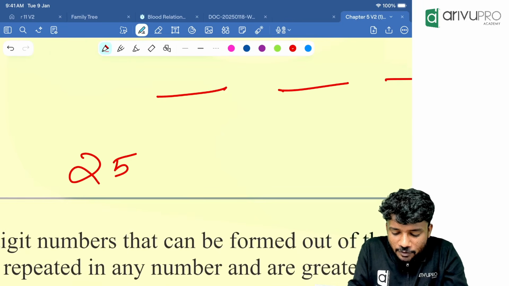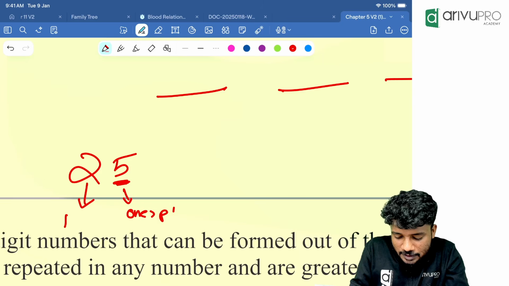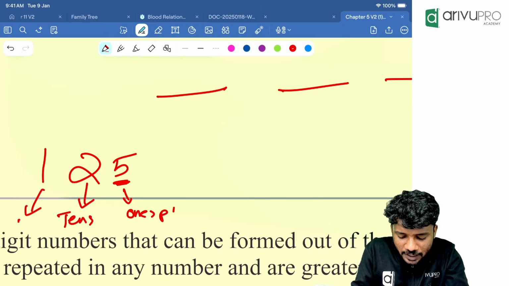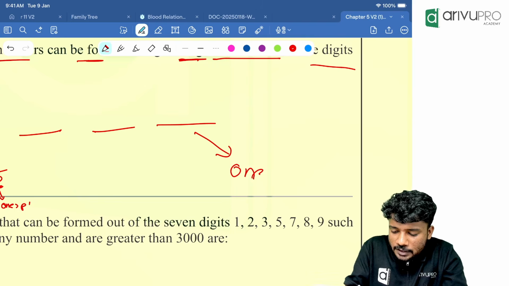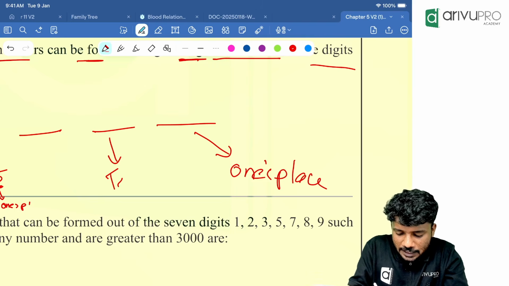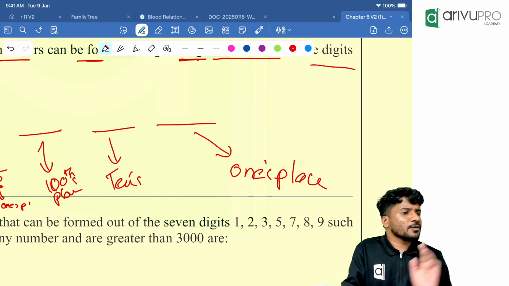Sorry, 25. What is at ones place? 5 is at ones place. This is at what place? Tens place. Then if one more number is there, this is at what place? Hundreds place. Similarly, this is at ones place. Then this is tens place. Then this is hundreds place. Okay. Likewise, you know.